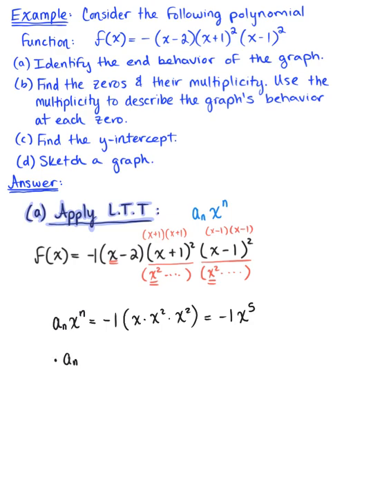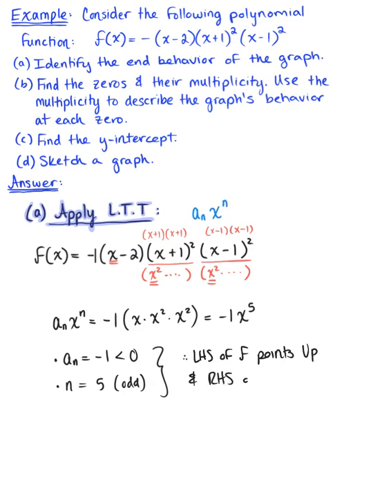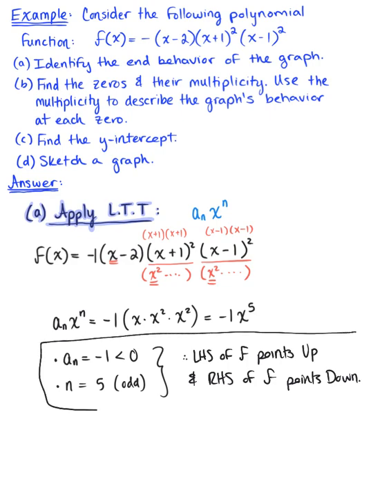We can say that our leading coefficient, a sub n, is negative 1, which is less than 0, and our degree is 5, which is an odd number. Therefore, since our leading coefficient is negative and we have an odd degree, this lets us know that the left-hand side of the graph points up and the right-hand side of the graph will point down. Beautiful. This is the end behavior of our graph by our leading term test.